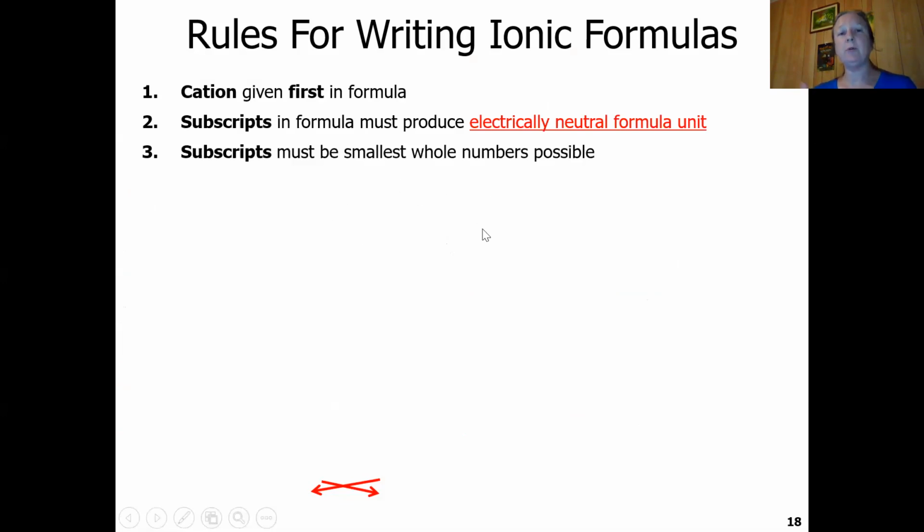You write your subscripts, which is the ratio of each element or each ion, such that the total result is neutral. You will not have a charge on your finished ionic compound, your formula unit, because it is neutral. The charges have canceled each other out. They're balancing each other out. So you're going to write it in such a way that it's neutral, which is the crisscross method. But remember that you have to reduce those ratios down if they can still be divided by something.